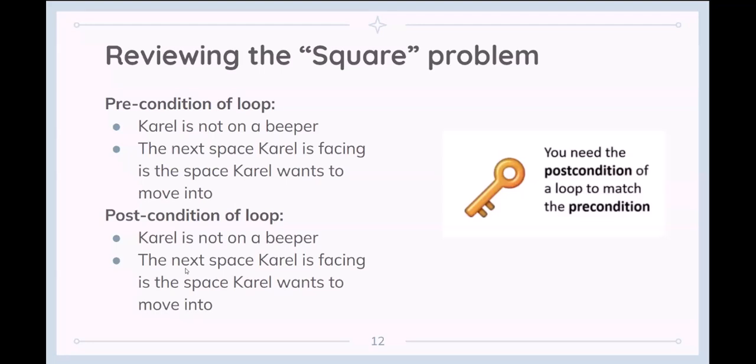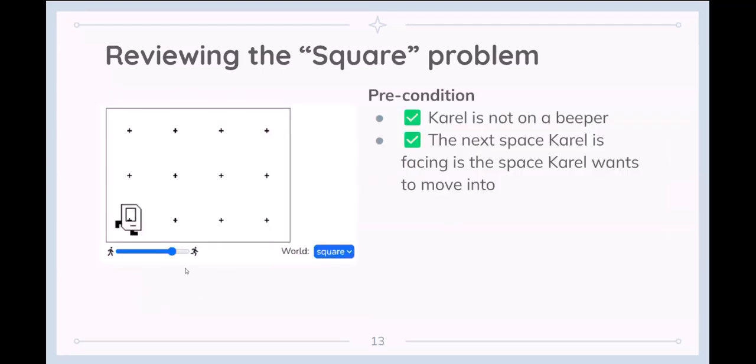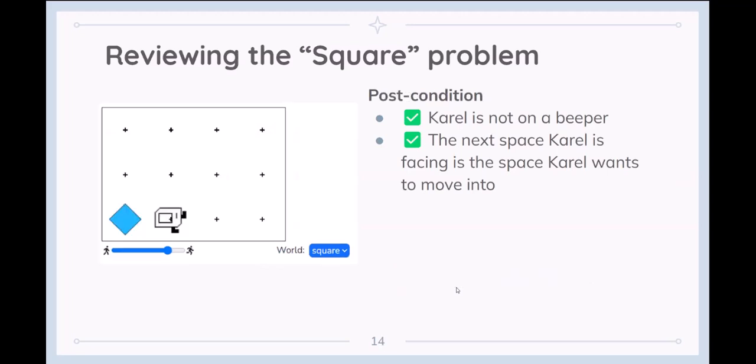To visualize this, this is what it kind of looks like. So in the very beginning, before the for loop, the precondition: Carol is not on a beeper. The next space that Carol wants to move to, Carol is facing towards. So Carol wants to move into this space next, and that's where Carol is facing towards. Then you do the set of instructions. So we do the put beeper, we do the move, and then we do the turn left. And you get something like this.